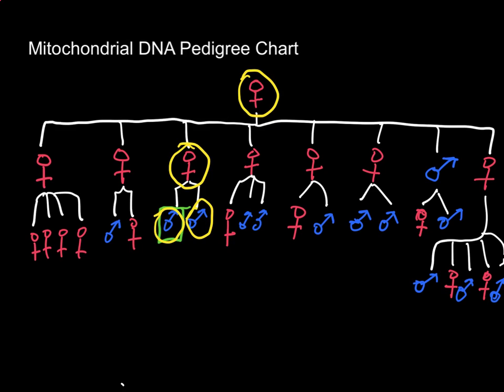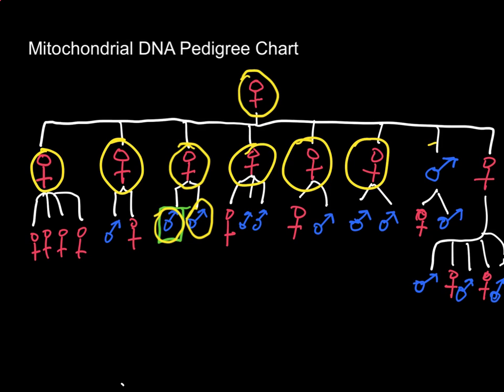Now please note, my grandma here is going to pass on her mitochondrial DNA to all children, whether they're male or female. So that means my Aunt Glinda, my Aunt Gail, my Aunt Cindy, my Aunt Juanita, my Aunt Charlotte, my Uncle Paul, and my Aunt Tracy all have the same mitochondrial DNA as I do.